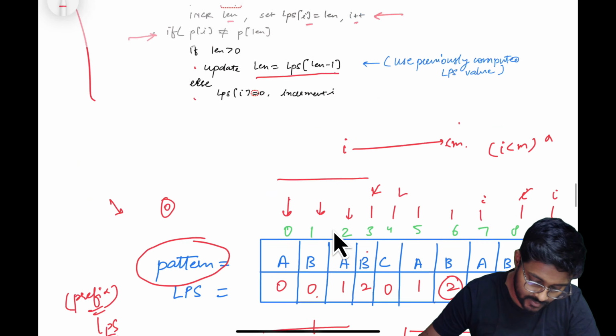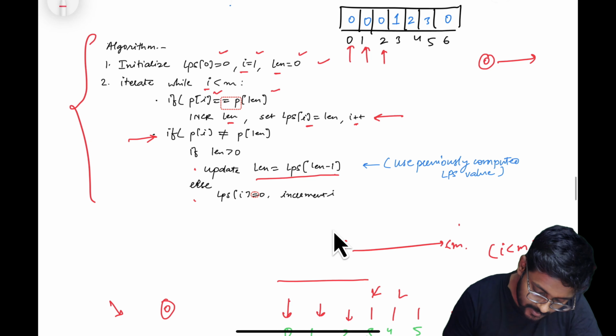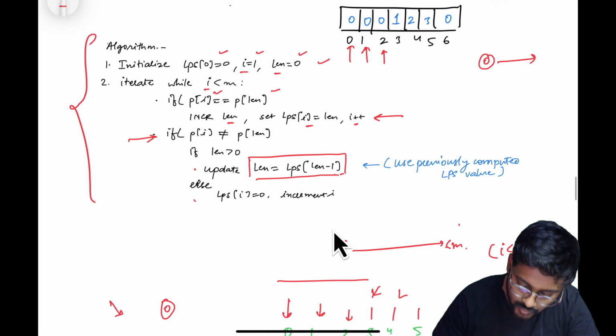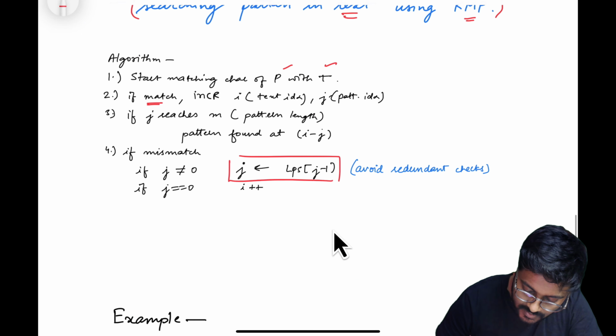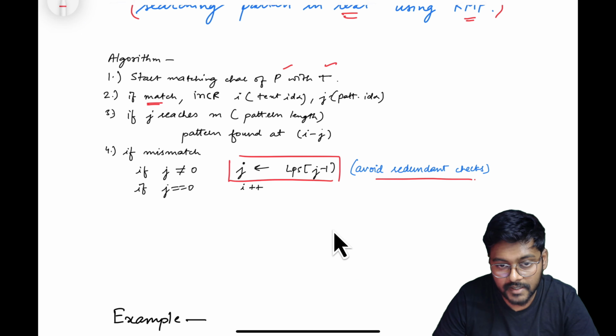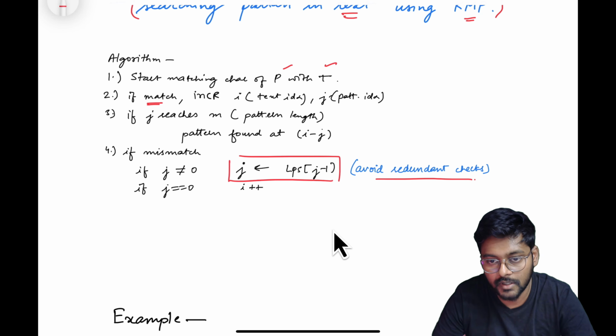The same thing that we did in our LPS array preparation. Use the previously computed LPS array. And this is the step which is helping us to avoid redundant checks to make the algorithm run in linear time.